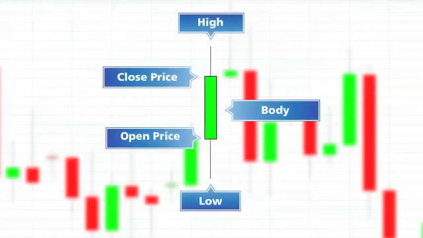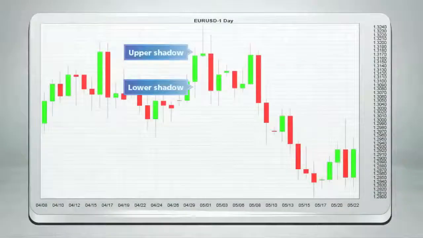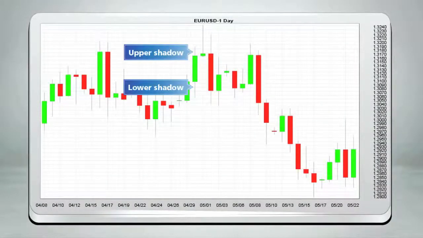Candlesticks can be used in any time frame and inform us of the open price, the close price, and the high and low of the instrument we are trading in the time frame selected. The thin lines topping and tailing the candlestick display the high-low range and are called shadows. The top of the upper shadow is the high and the bottom of the lower shadow is the low.